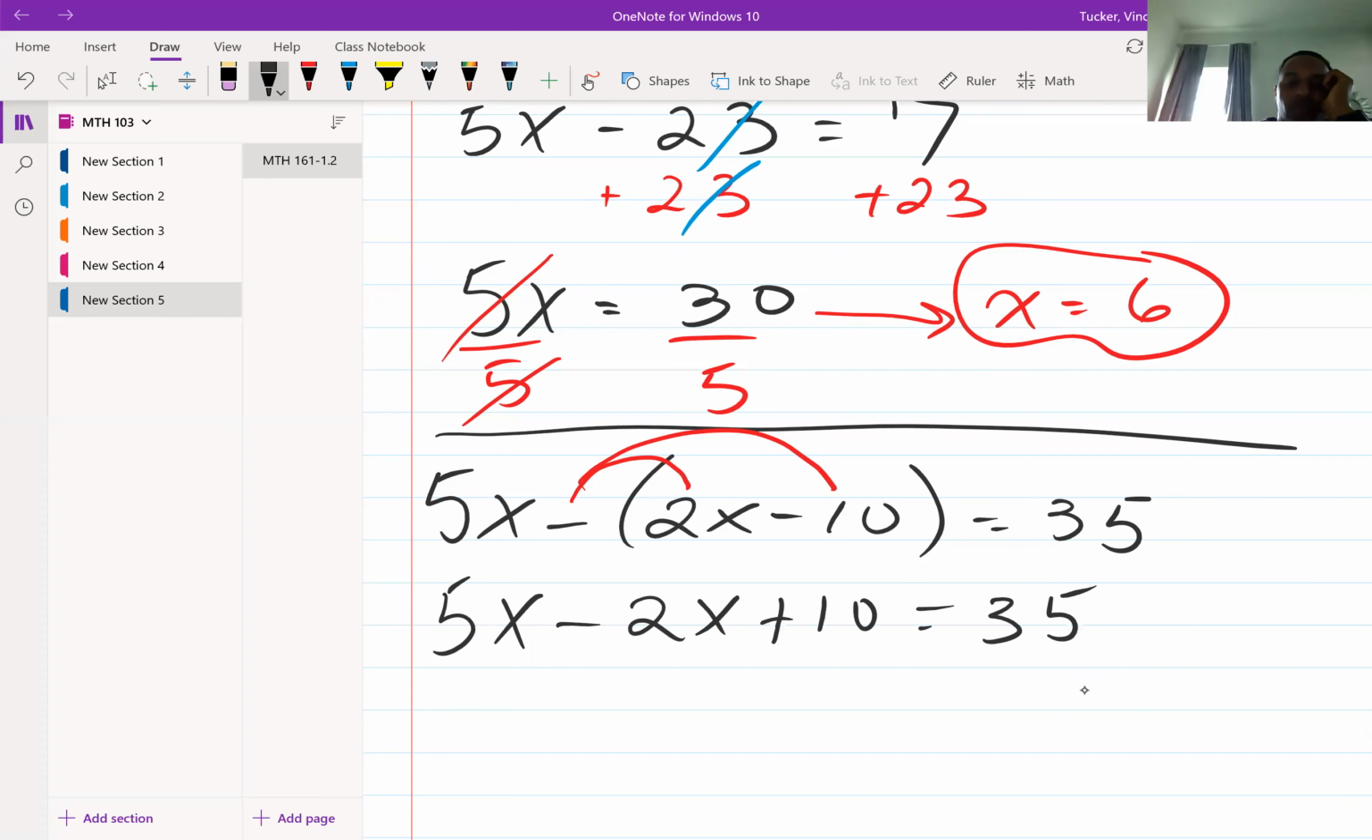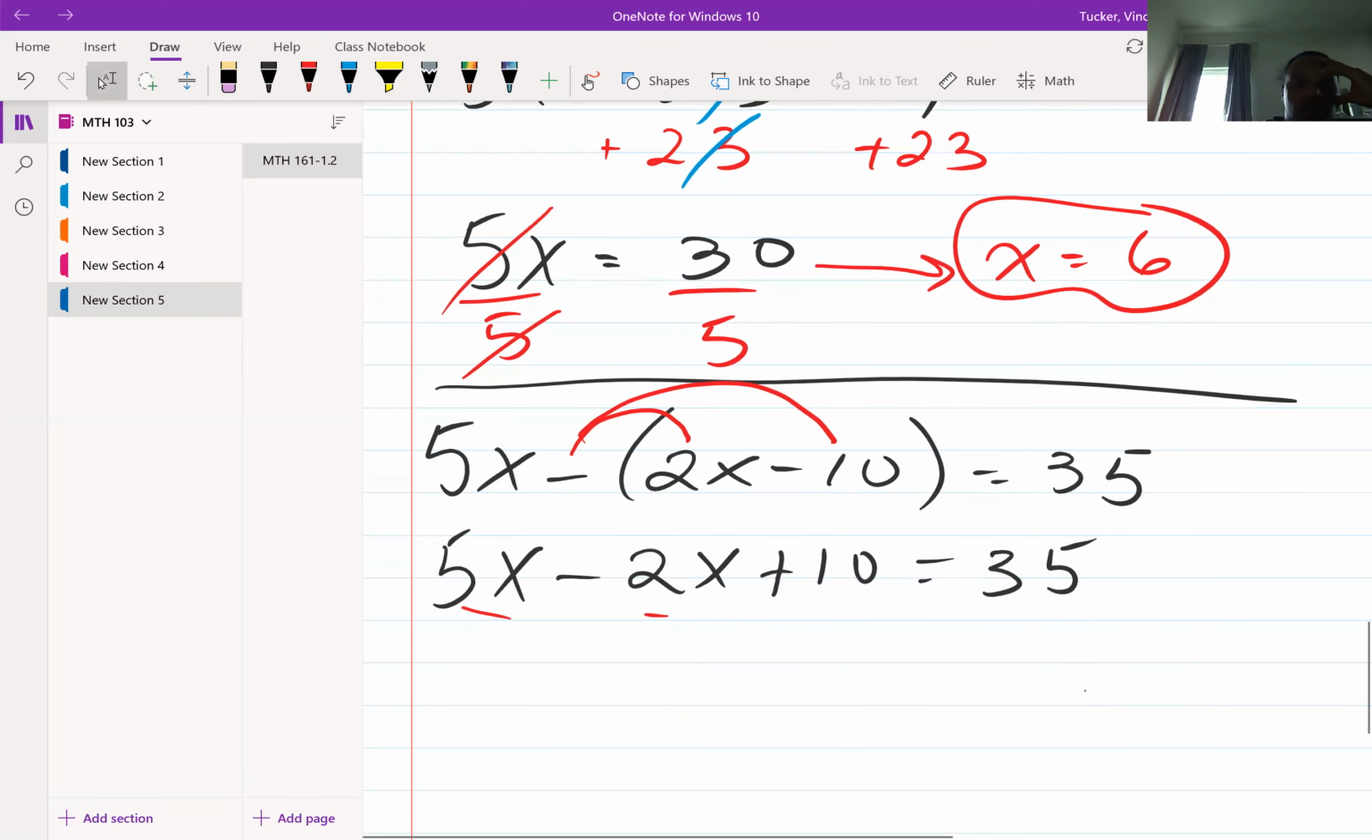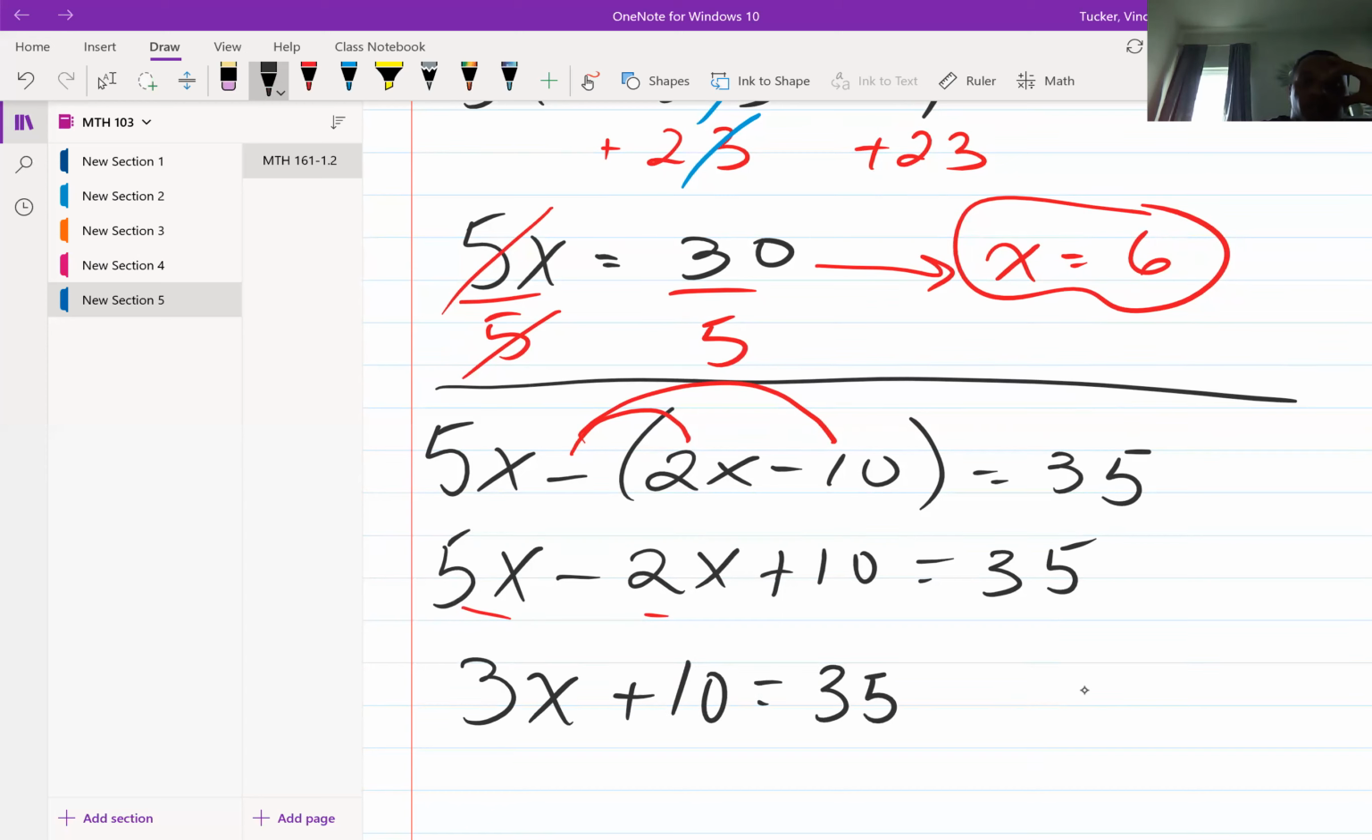All right, so notice the difference between this one and the last one. This time, both of our x terms are on the same side of the equation. So since that's the case, we can go ahead and combine them. So 5x minus 2x gives us 3x plus 10 equal to 35.